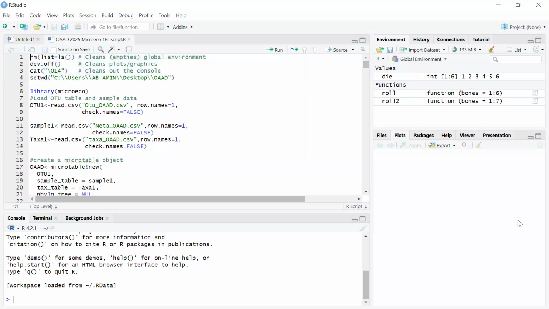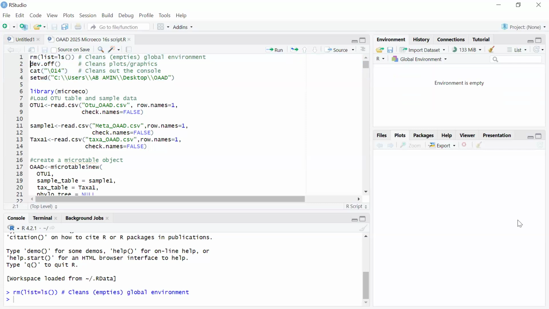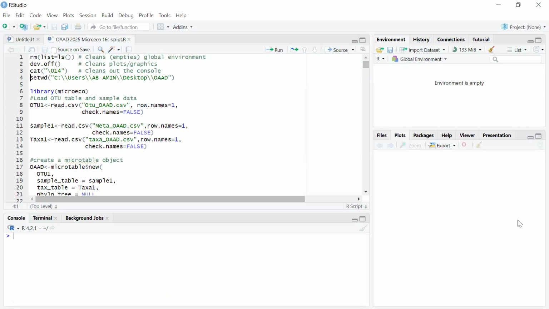I usually start my script by clearing the global environment and graphics, and setting the working directory. So let me load the library. MicroEco is the software we'll be using today, the most important package, although we are using so many packages.